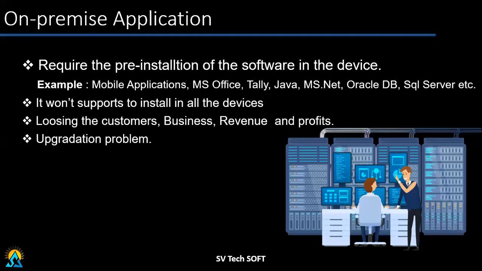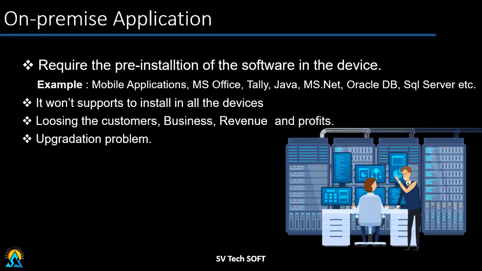Then on-premise application. What is the meaning of on-premise? On-premise is nothing but the companies require the pre-installation of software in the device. They have to install the particular hardware or software within their laptop or desktop or tab. They have to be installed.